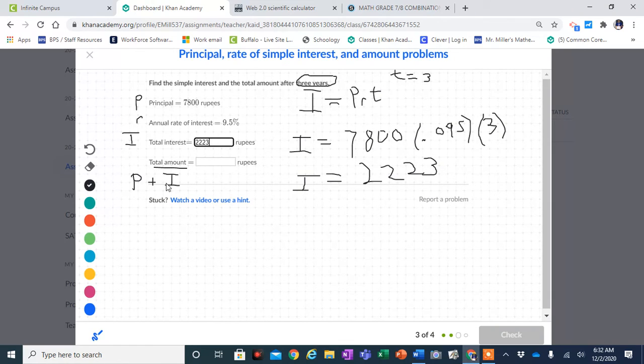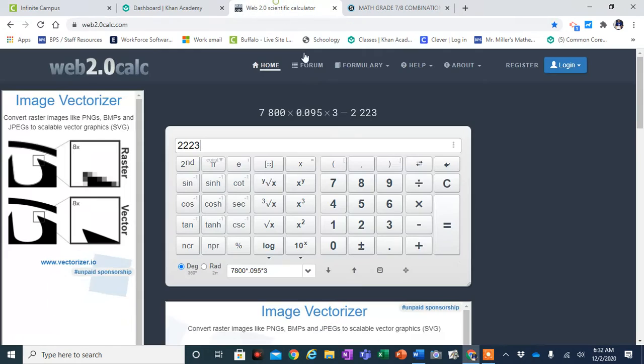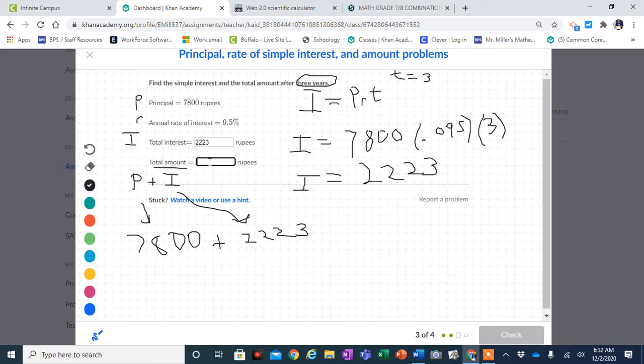So to get the total amount, we now have to do 7,800, the principal, and add that to the 2,223. So it should be $10,023.